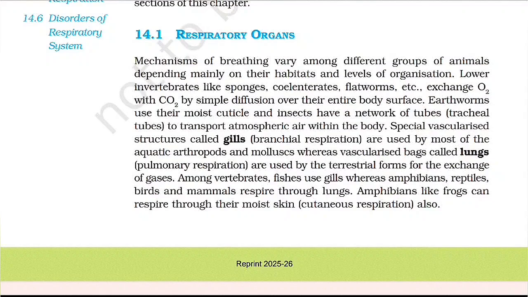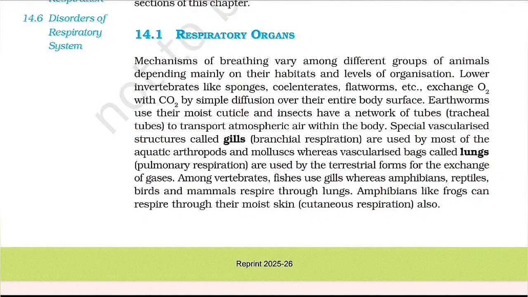Earthworms use their moist cuticle, and insects have a network of tubes, which are tracheal tubes, to transport atmospheric air within the body. Special vascularized structures called gills, branchial respiration, are used by most of the aquatic arthropods and mollusks, whereas vascularized bags called lungs, pulmonary respiration, are used by the terrestrial forms for the exchange of gases.